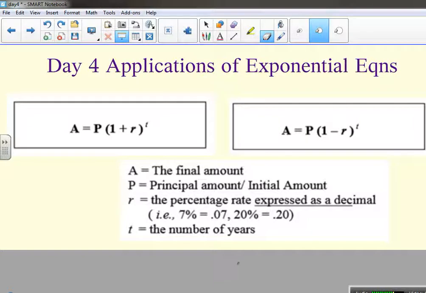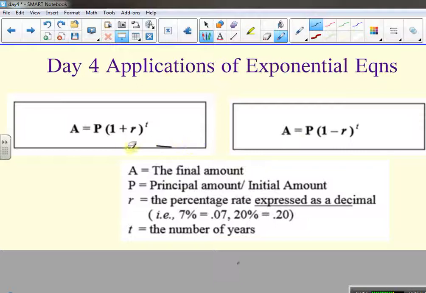Okay, for the day 4 lesson, we're going to be talking about application problems with our exponential equations. And as with all application problems, you can expect that you're not necessarily going to be working in a handy 10 by 10 grid like we do for a lot of other things. Let's just look at something we should have seen before.